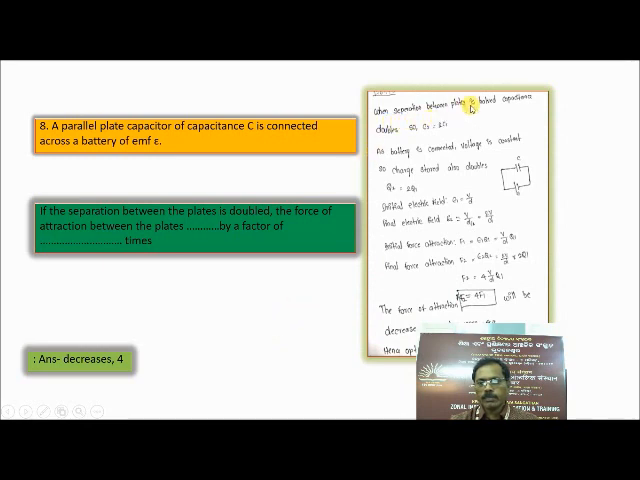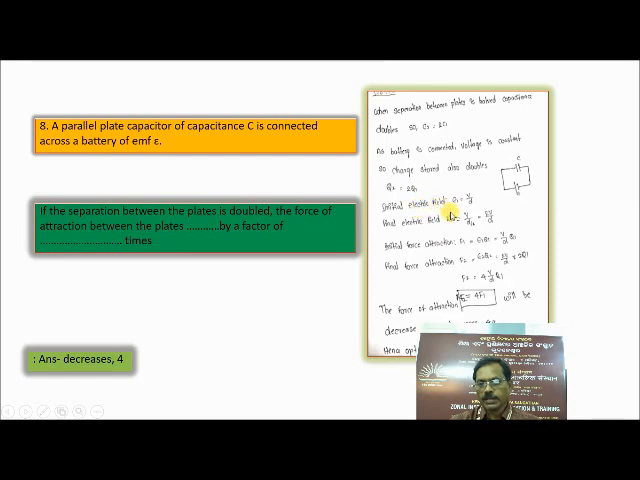When the separation between the plates is doubled, the capacitance is halved, so that C2 is equal to C1 by 2. Let us say a capacitor and an electric battery are connected. As the battery is connected, the voltage is constant, so the charge stored also changes. Q2 is equal to Q1 by 2.